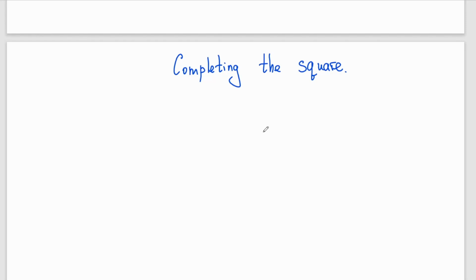Alright, so welcome to the next section of our course called Completing the Square. As you'll see later, this technique is very useful for both solving equations and sketching graphs. To show you what I mean by a complete square, let's have a look at this quadratic expression.